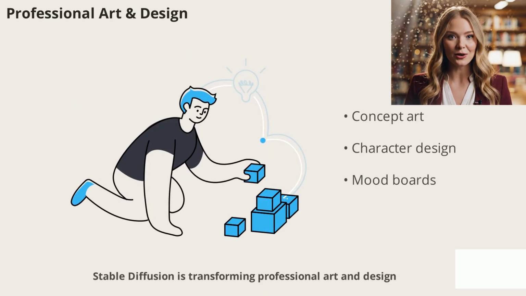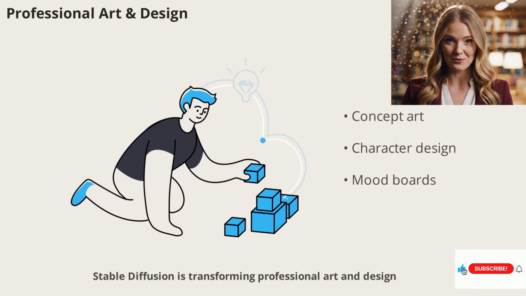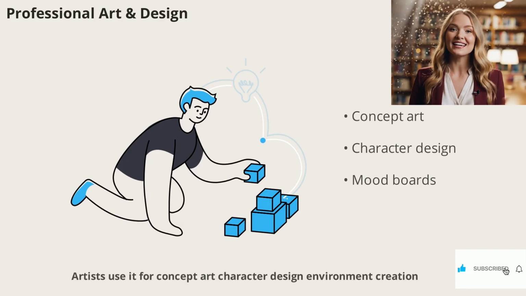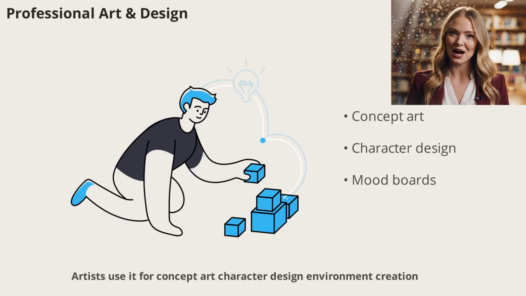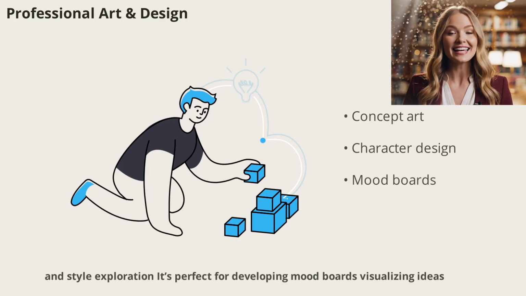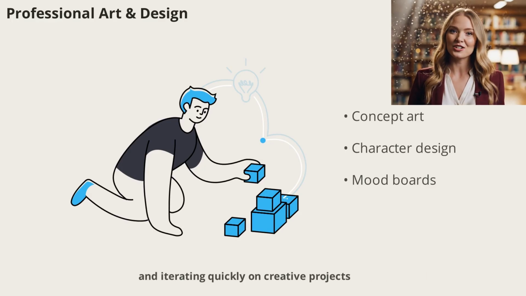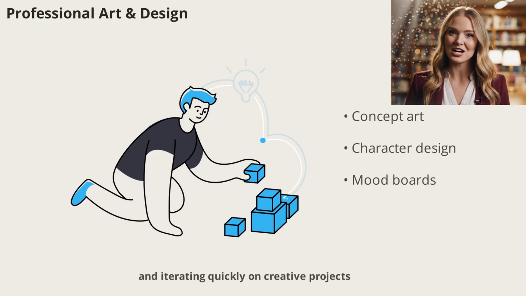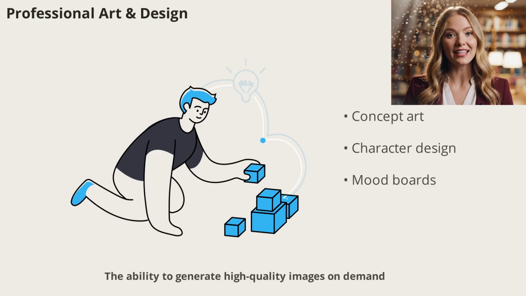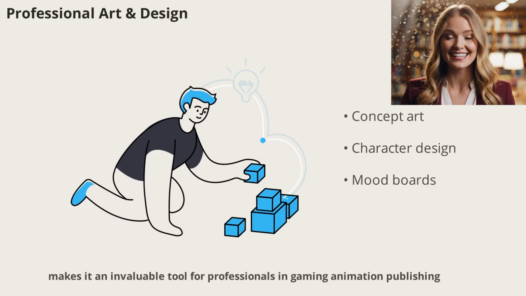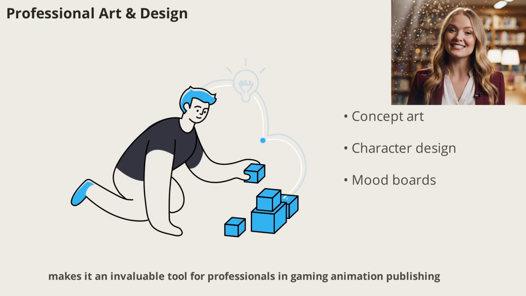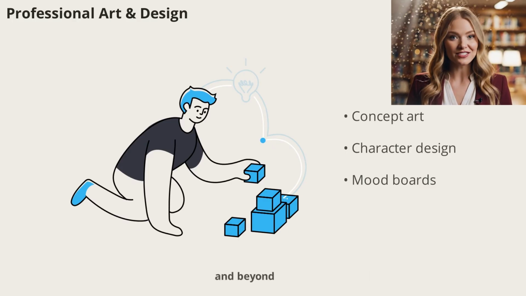Stable Diffusion is transforming professional art and design. Artists use it for concept art, character design, environment creation, and style exploration. It's perfect for developing mood boards, visualizing ideas, and iterating quickly on creative projects. The ability to generate high-quality images on demand makes it an invaluable tool for professionals in gaming, animation, publishing, and beyond.